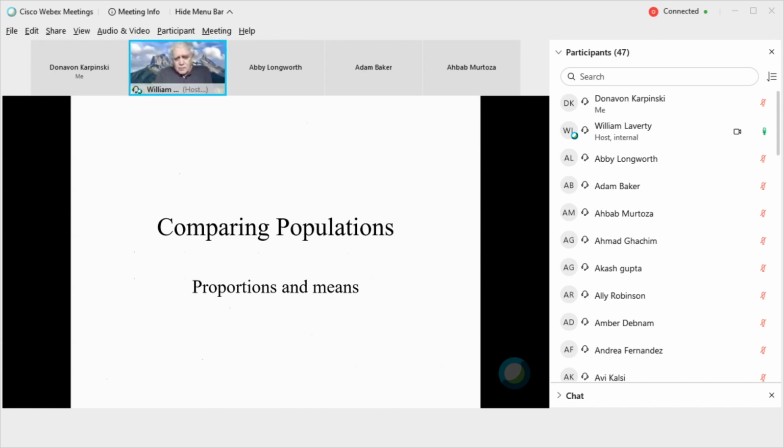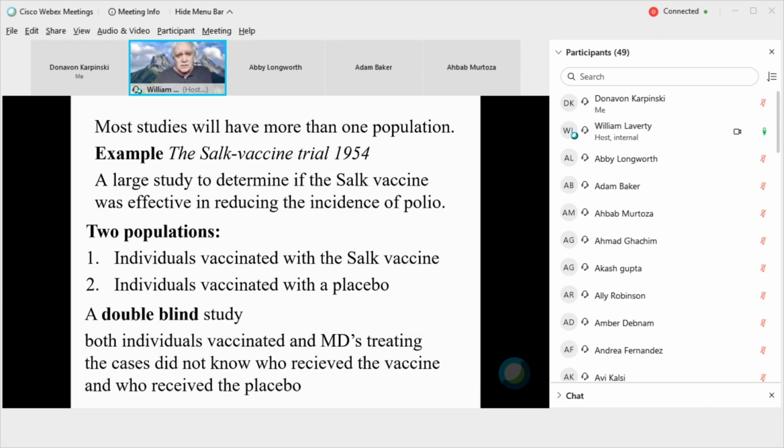Okay, let me begin. What we'll do is just review some of the material we've probably already covered. Comparing populations is an important part of statistics. Quite often you have two or more populations that you want to compare. The quantity that you might want to compare is proportions in a group between the two populations, or comparing the means of two populations. You also might want to compare the variances of the two populations. So most studies have more than one population.